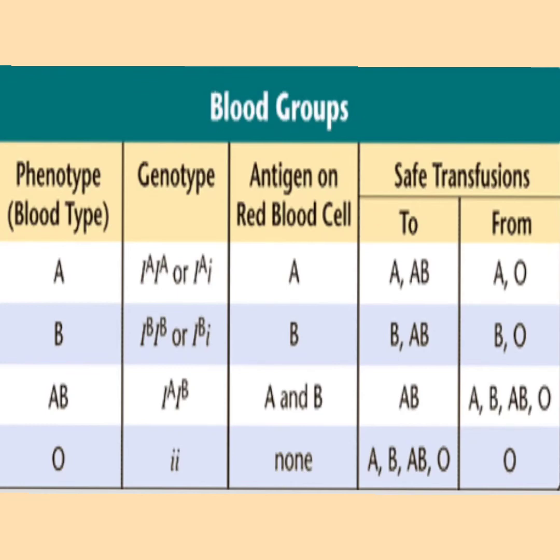In the phenotype O, which does not have the A antigen or B antigen, the genotype is I to the power of O, I to the power of O, or two small i's. It can give blood to A, B, AB and O blood group. So it is called a universal donor, but it cannot receive blood from other blood groups except O blood group.